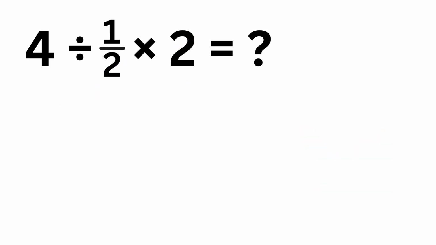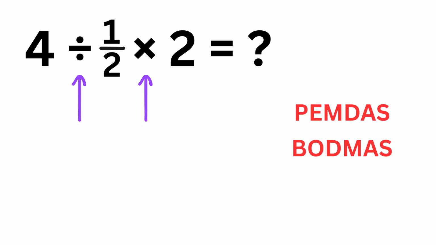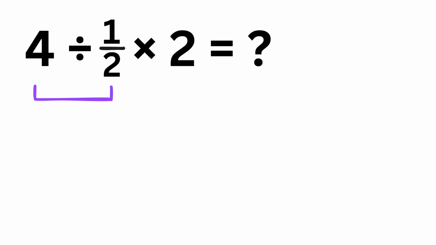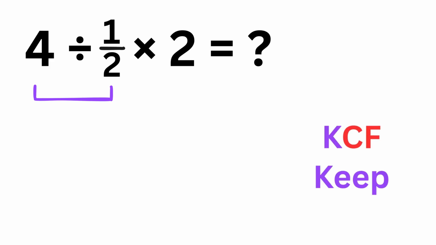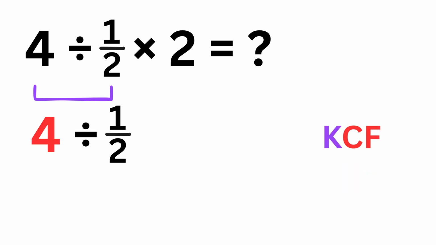In this question, we have 1 division and 1 multiplication. And as we know, multiplication and division have equal priority, and we have to go from left to right. So we start with 4 divided by 1 over 2. Now, according to the KCF rule, K stands for keep, C stands for change, and F stands for flip. We keep the first fraction, change division to multiplication, and flip the second fraction.